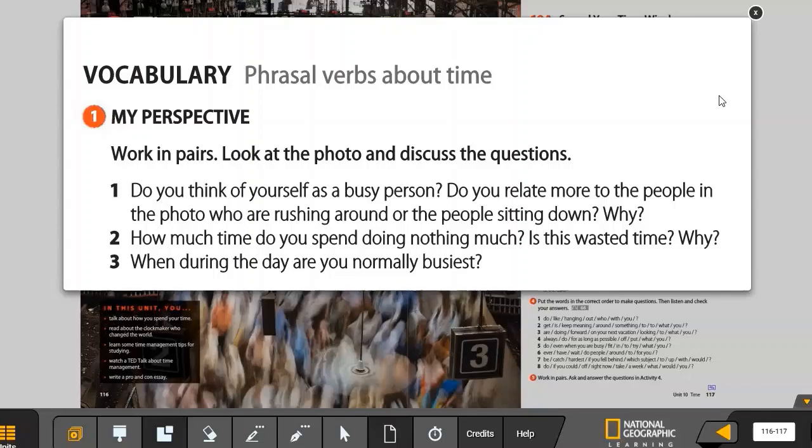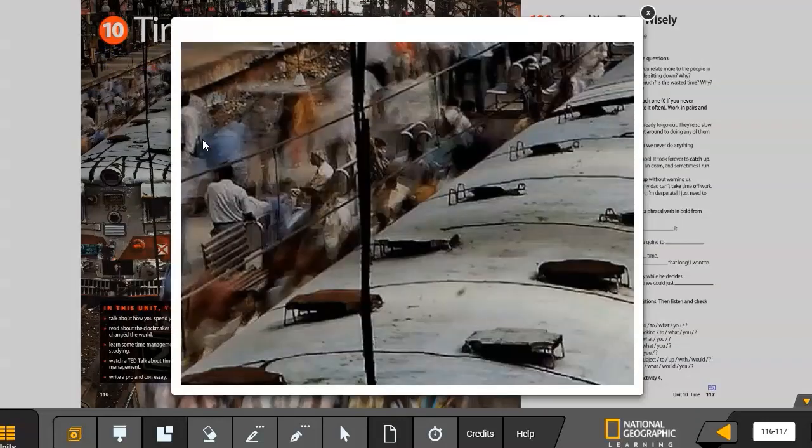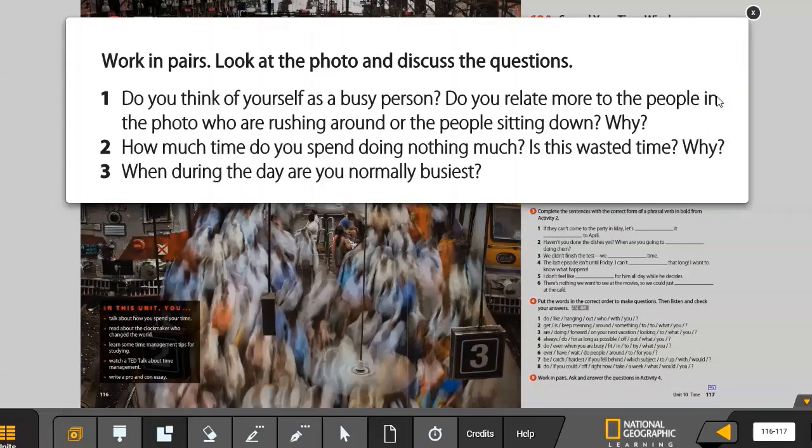It says, do you think of yourself as a busy person? Do you relate more to the people in the photo who are rushing around or the people sitting down? Okay, we can see here in this picture, people running around, just walking around. And we have here people that are just sitting down, guys, in a very relaxing way. So, okay, which one are you the most, guys?